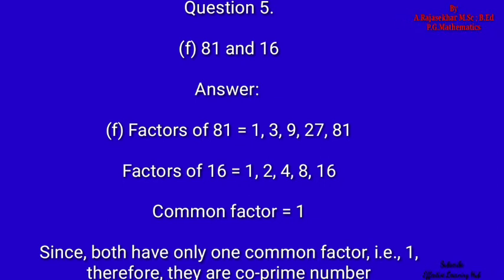Next question, 81 and 16. Factors of 81 are 1, 3, 9, 27 and 81. Factors of 16 are 1, 2, 4, 8 and 16. Now the common factor is 1. Since both have only one common factor, that is 1, therefore they are co-prime numbers.